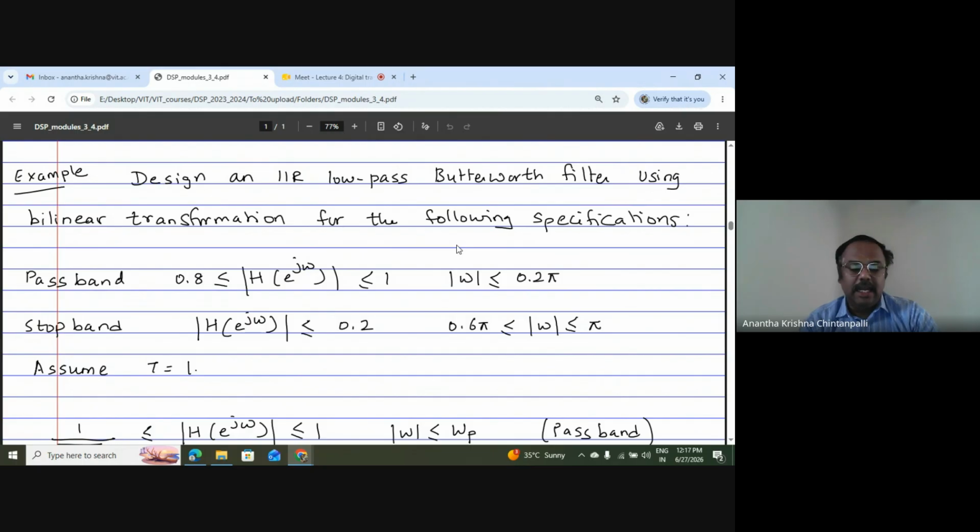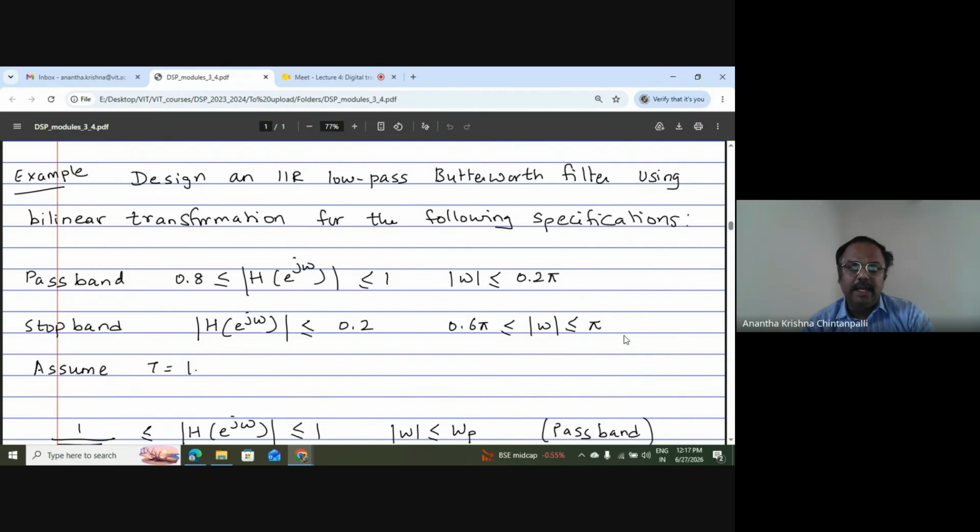So design an IIR low pass Butterworth filter using a bilinear transformation for the following specification. The passband region is given: the magnitude of H(e^{jω}) is between 0.8 and 1, where mod of omega is less than or equal to 0.2π. This is the passband region. And the stop band region says the magnitude response should be less than or equal to 0.2, where mod of omega is greater than or equal to 0.6π and less than or equal to π. And assume T is equal to 1.